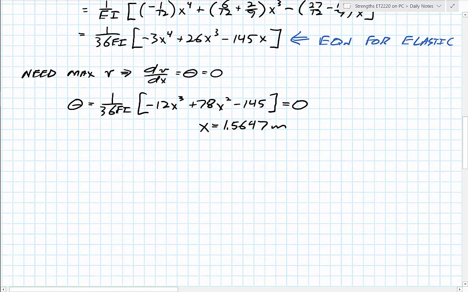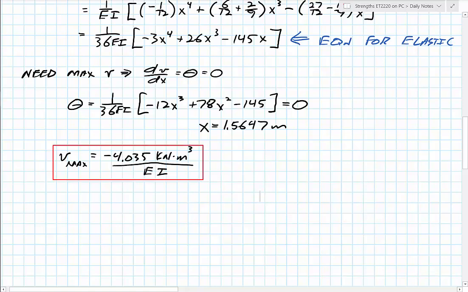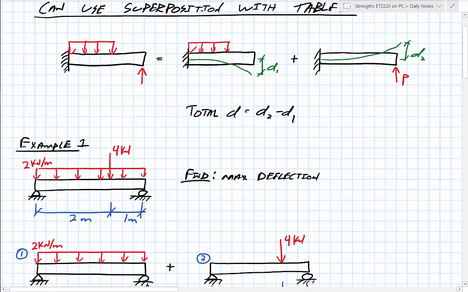It's 1.5647. So the last step is to plug it in, and I can say that the maximum deflection is when I plug that x into that equation. Now I just did it all once again in my calculator, so you might want to double check this. But I got minus 4.035 kilonewton meters cubed over EI. So that's a basic example of how you would use something like this.